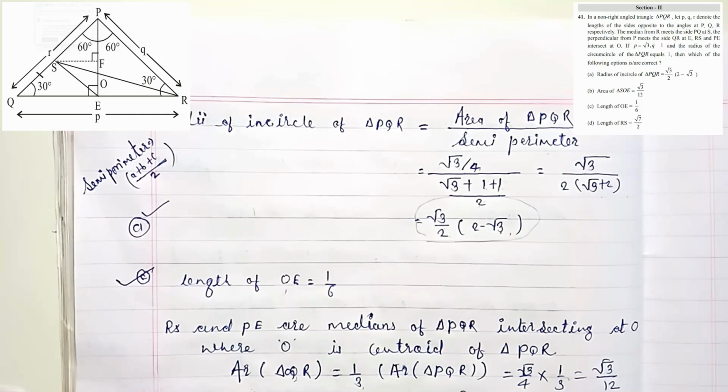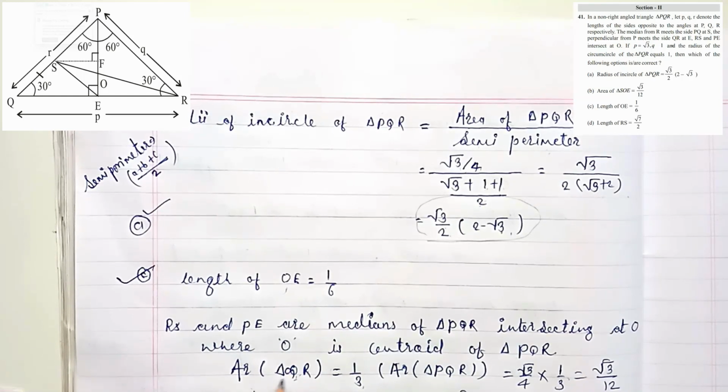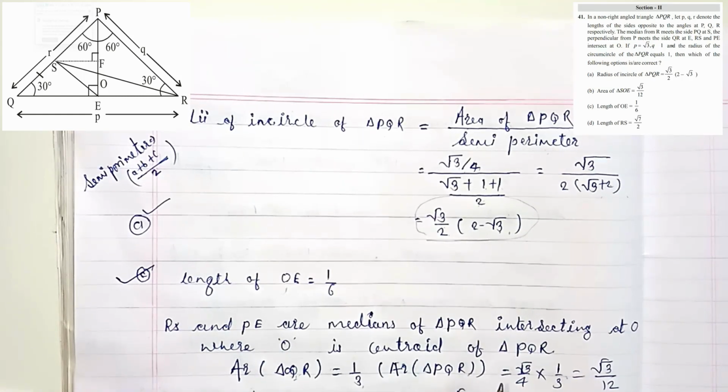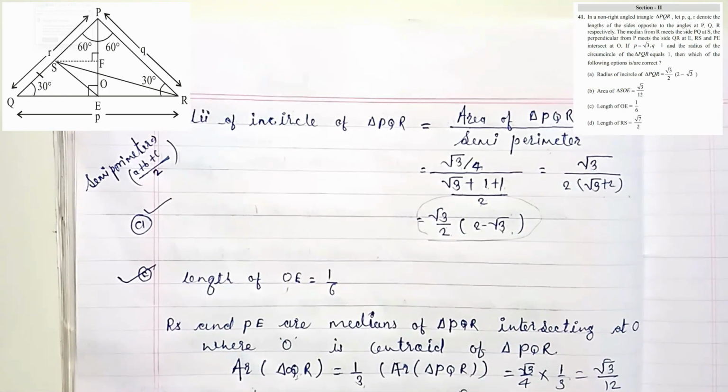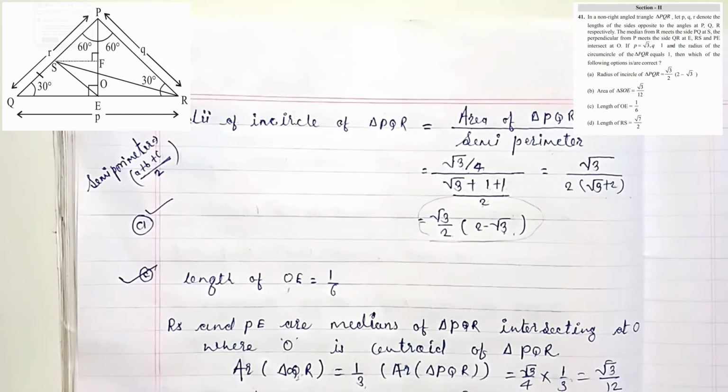Okay, and OE is included there in the area of triangle PQR. So that's why we have to find out the area of the triangle. Okay, but for the area of triangle OQR, we don't know anything. So we can write 1 by 3 times the area of triangle PQR. Okay, and the area of triangle PQR means 1/2 into base into height. Okay, and the base here is QR and the height is PE.